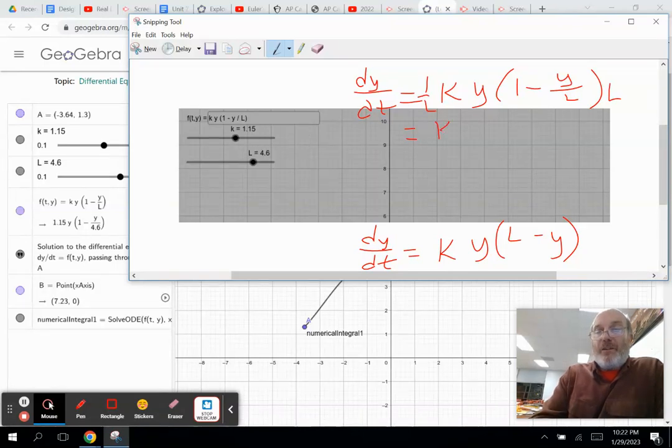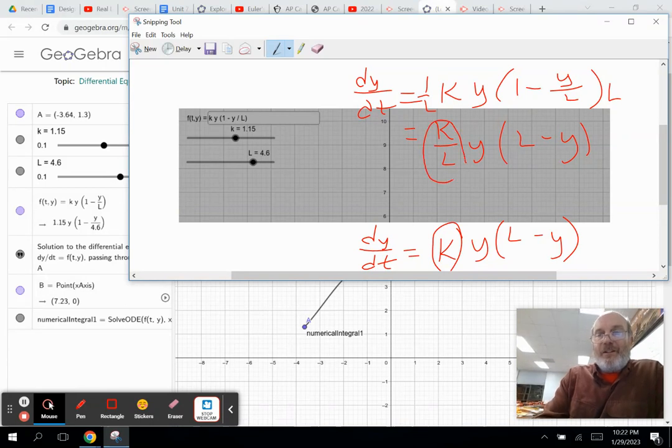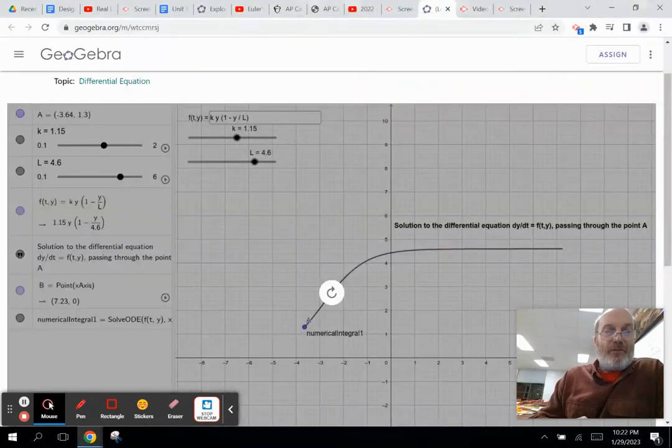And so we end up with K over L times Y. And we distribute the L inside the parentheses, we get L minus Y. So this K that the College Board is using is just in this template, or in this applet, really what they're calling K over L. So these are equivalent forms for just a different K. Either one is usable. I just want you to understand the difference there and how this applet presents it in a different form.